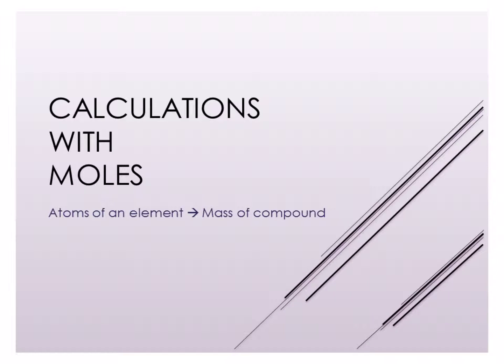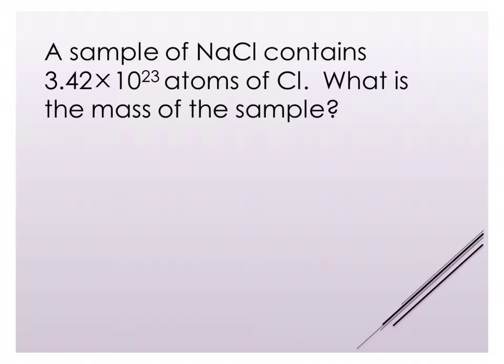So another calculation with moles, this time looking at going from atoms of an element to the mass of a compound. So as we always do, we want to start by reading our problem. A sample of sodium chloride, NaCl, contains 3.42 times 10 to the 23rd atoms of chlorine. What is the mass of the sample?